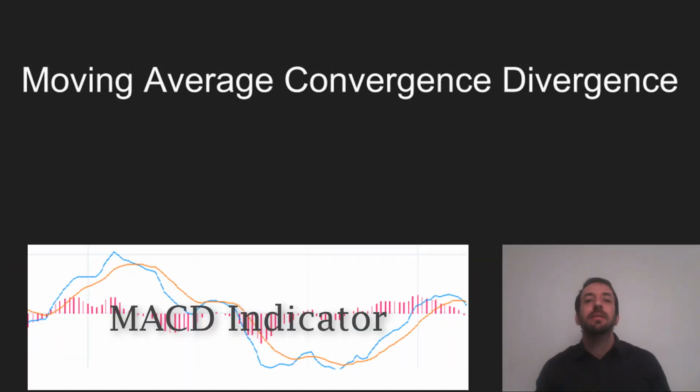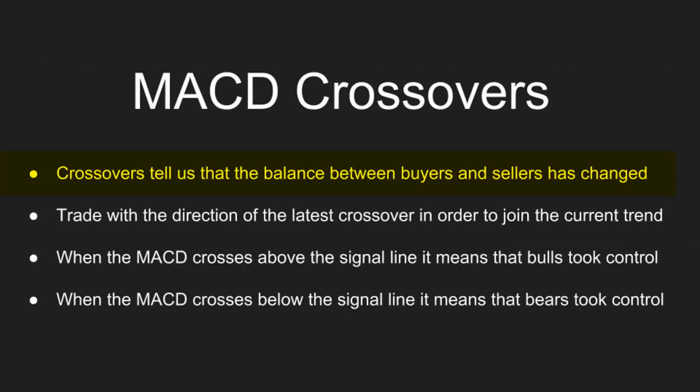To simplify, think that the MACD line indicates mass consensus about prices over a short period of time, and the signal line reflects the behavior over a longer period of time. Crossovers of the lines tell us that the balance between buyers and sellers has changed, and in order to trade with the direction of the current momentum, you should trade with the direction of the latest crossover.